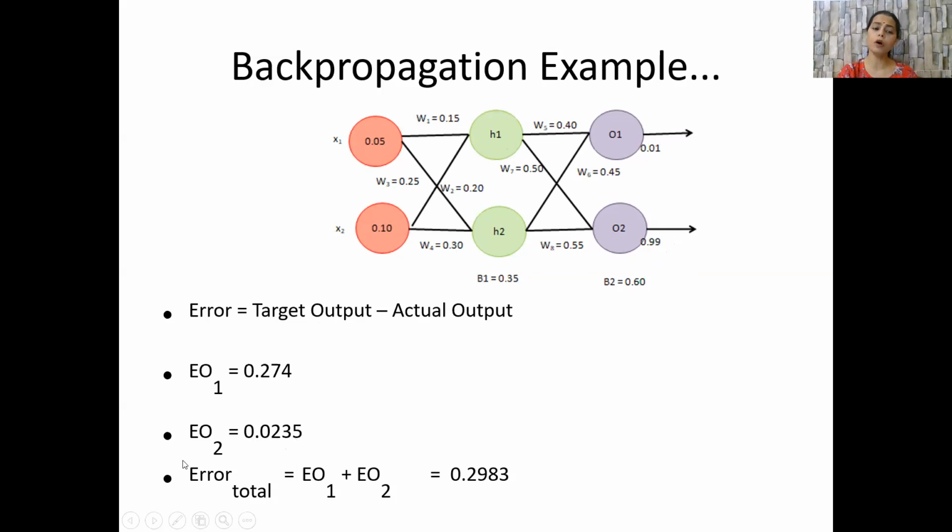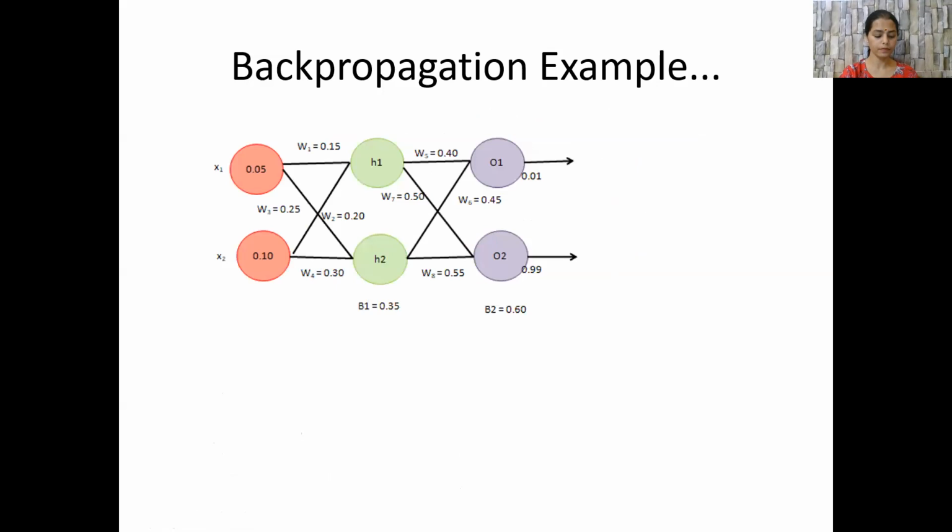From here, we will go on to calculate the total error. The total error is equal to E01 plus E02, which is simply the error at each of the output nodes. We will calculate the value of E total and it will come out to be 0.2983.